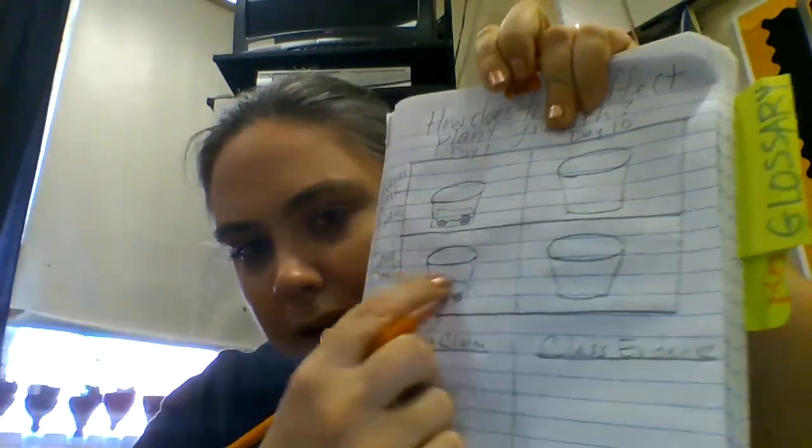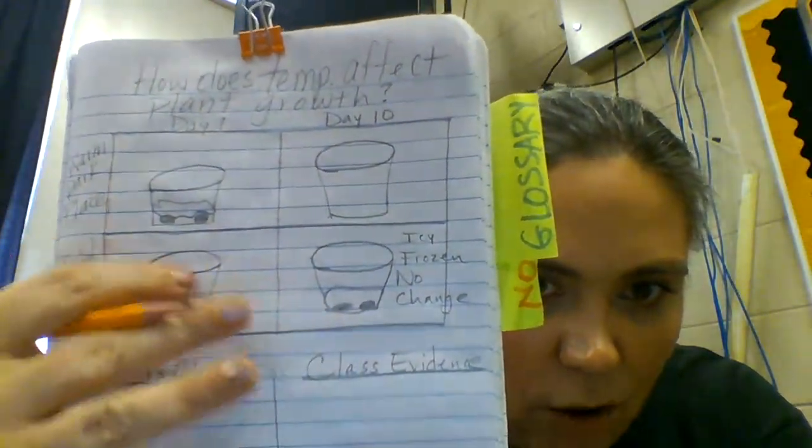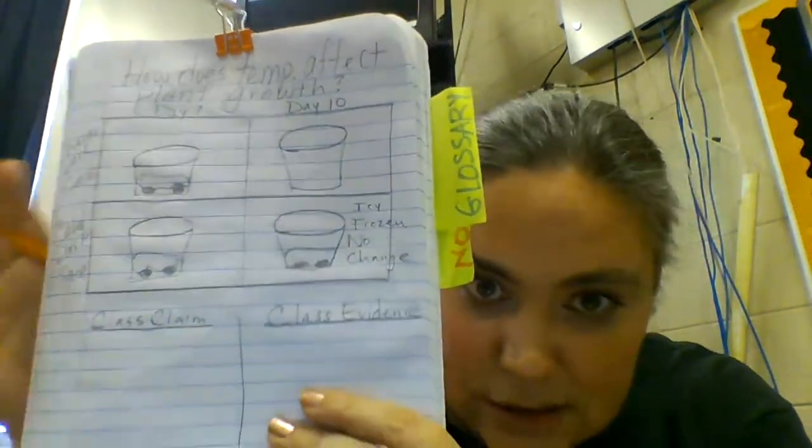So, wow. So in my journal where it says cold, dark place, I'm going to go to the day 10 and I'm going to draw my paper towel with my seeds at the bottom. And I'm going to make some notes. I'm going to say icy, frozen, no change. Right there. So it did not change at all in my cold, dark place. No signs of plant growth there.